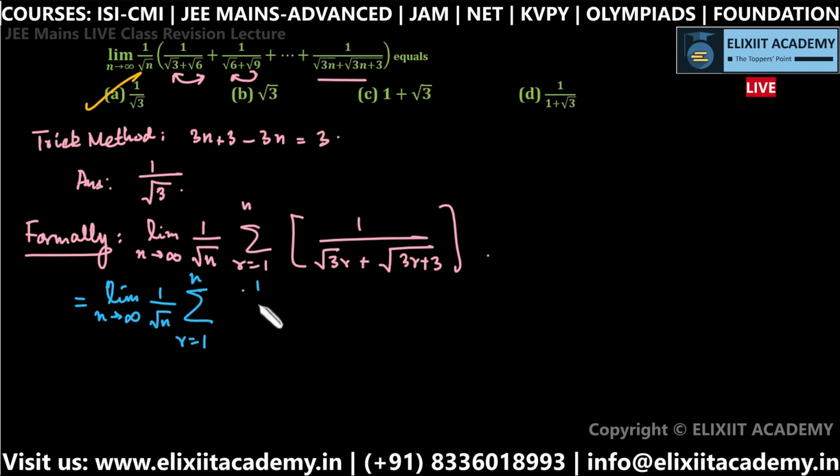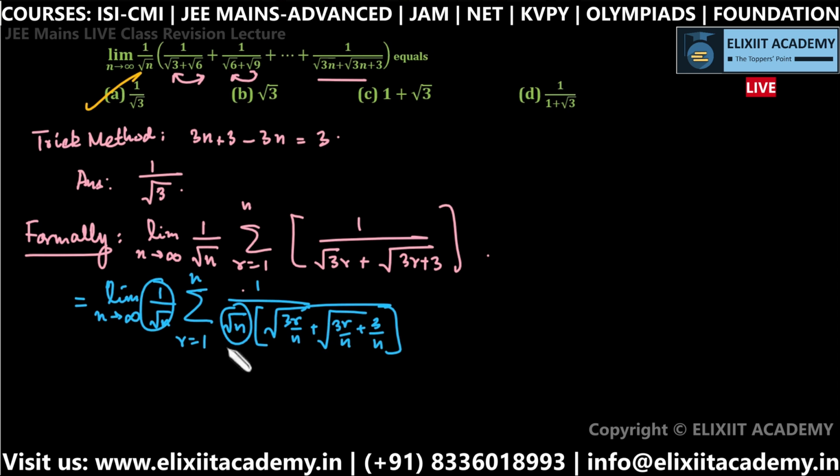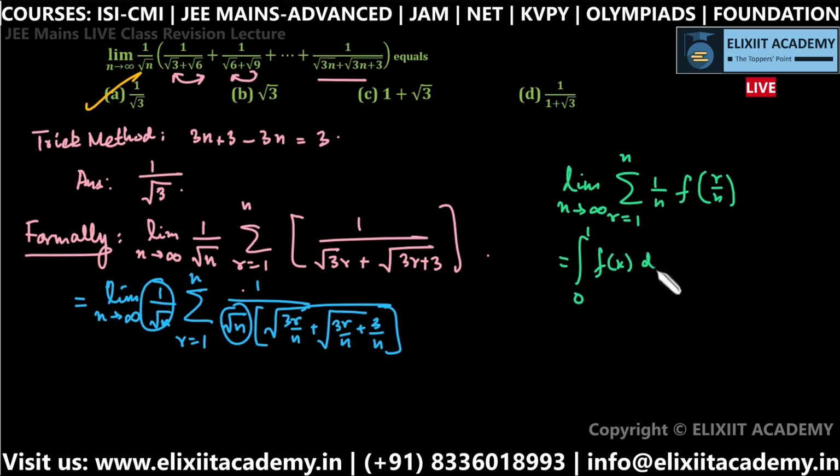Now here what we do is we multiply with an extra root n in the denominator itself. So this becomes root n into square root 3r by n plus square root of 3r by n plus 3 by n. Why are we multiplying this? The reason is this 1 by root n and this 1 by root n over here. If you multiply this, this becomes 1 by n, and we know our standard form of limit, which you must have done in your classes: limit n tends to infinity, summation r equals 1 to n, 1 by n f of r by n is integration 0 to 1 f of x dx. We are simply replacing this r by n by x, right? So we have done this limit.